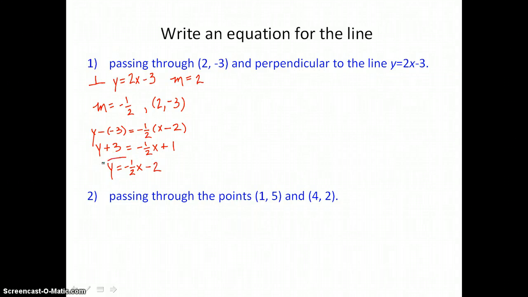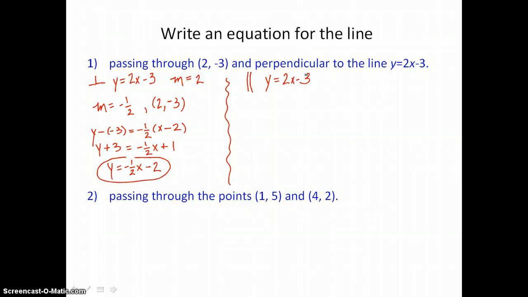So this line is perpendicular to the line y equals 2x minus 3. Their slopes are opposite reciprocals. Now instead of being perpendicular, we want to maybe write the equation of the line that's parallel to y equals 2x minus 3.